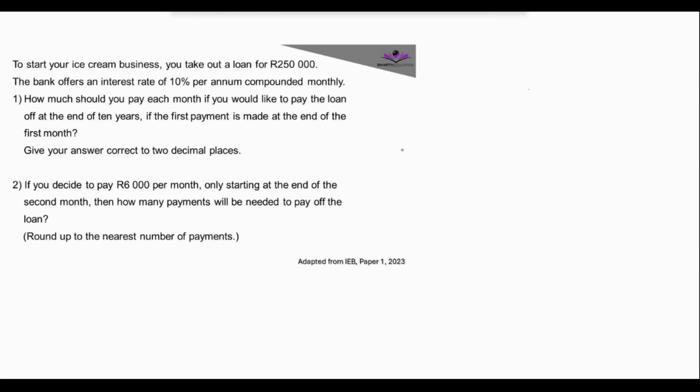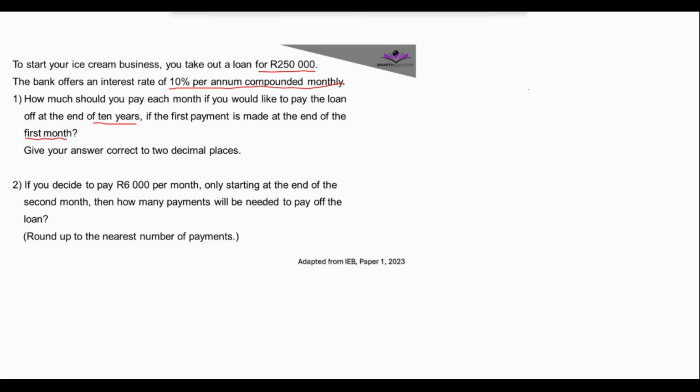Let's do question 6b1. To start your ice cream business, you take out a loan for 250,000. The bank offers an interest rate of 10% per annum compounded monthly. How much should you pay each month if you would like to pay the loan off at the end of 10 years, if the first payment is made at the end of the first month?